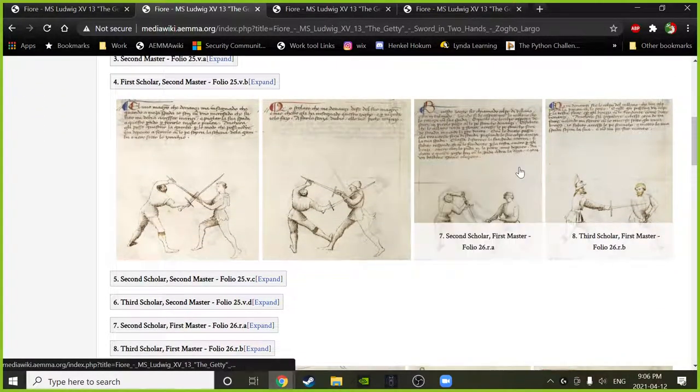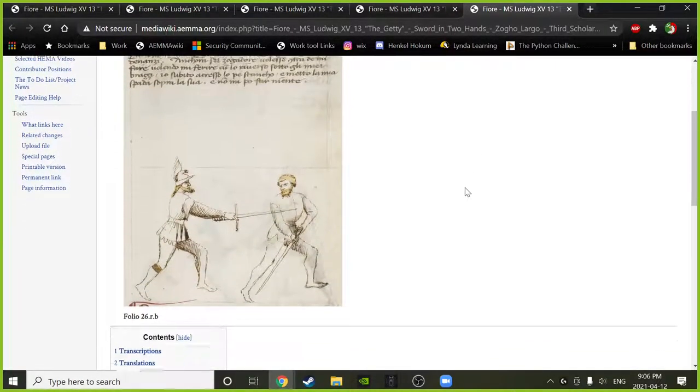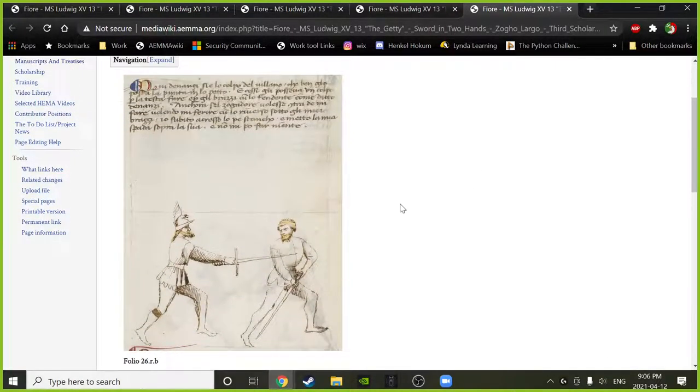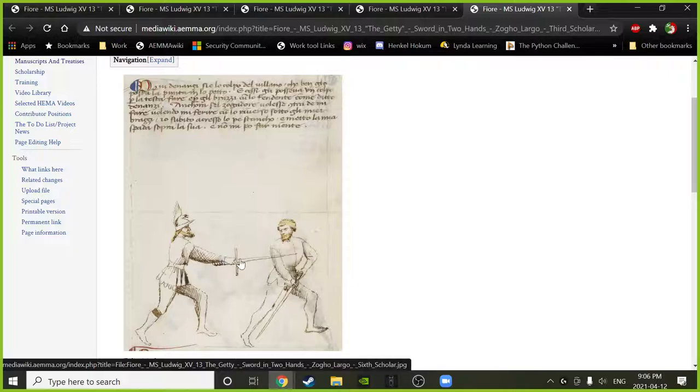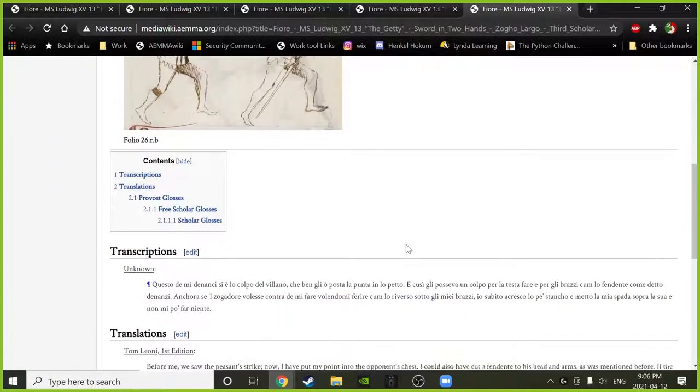So swan hat's just finishing the blow. Fiore likes to do this. Sometimes he adds plays that don't really add anything to what he said, but he likes to demonstrate the blow's finished. So here the peasant striker has struck through, and he's actually come to middle boar's tooth, which is interesting. And the swan hat guy has done the peasant strike and is attacking with a thrust.